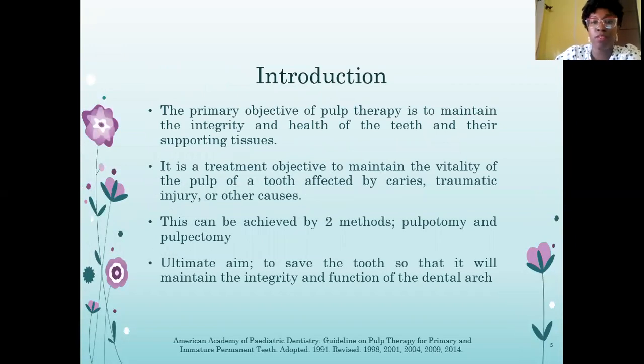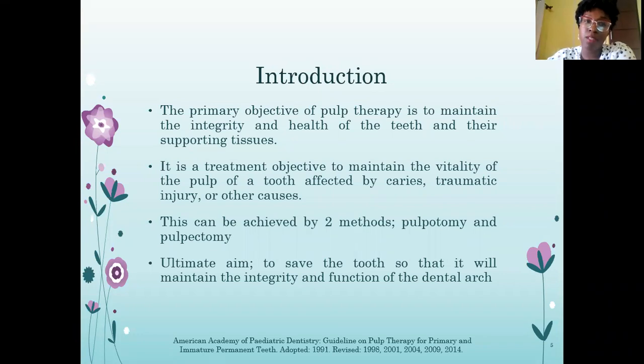So a brief introduction. Pulp therapy, as we all know, the purpose of pulp therapy is to maintain integrity and health of the teeth and the supporting tissues. The objective is typically to maintain vitality of a tooth affected by caries, trauma, or any other causes. And this can be achieved by two methods in deciduous teeth, either by pulpotomy or by pulpectomy.